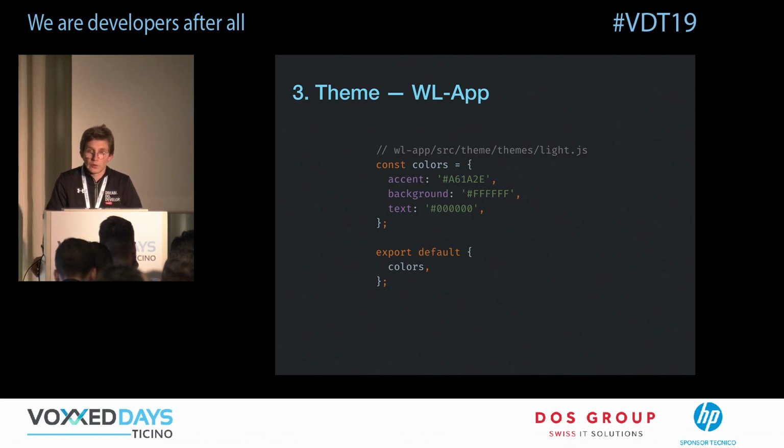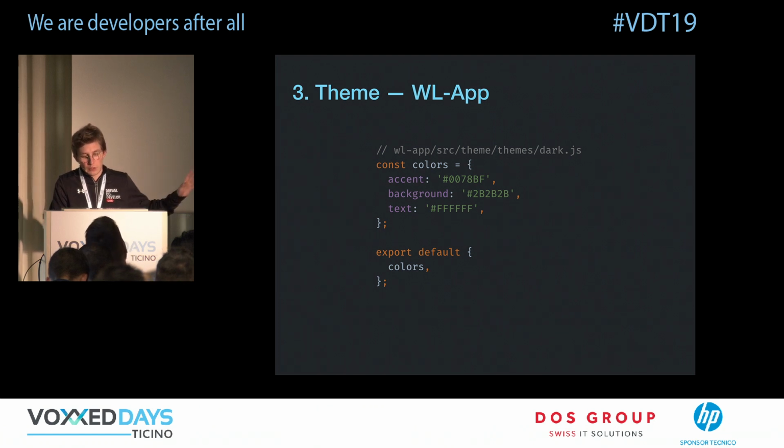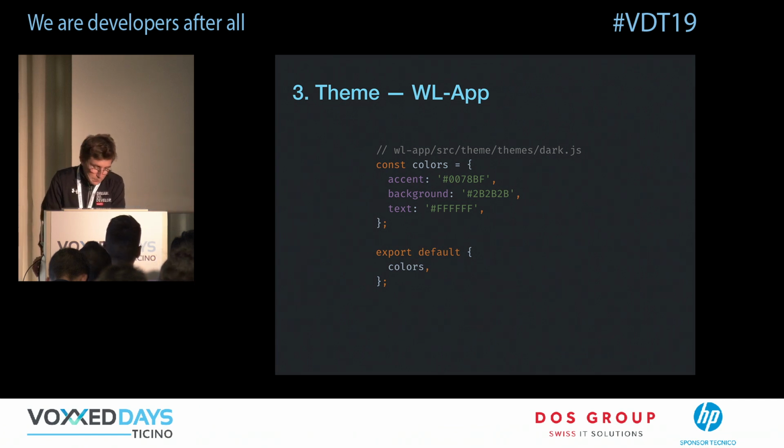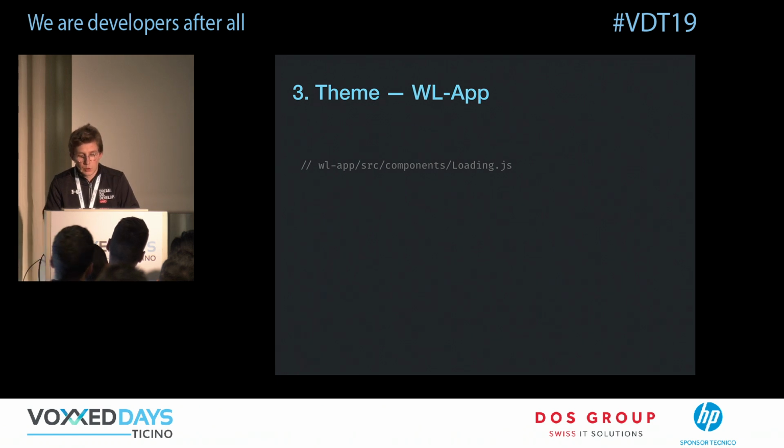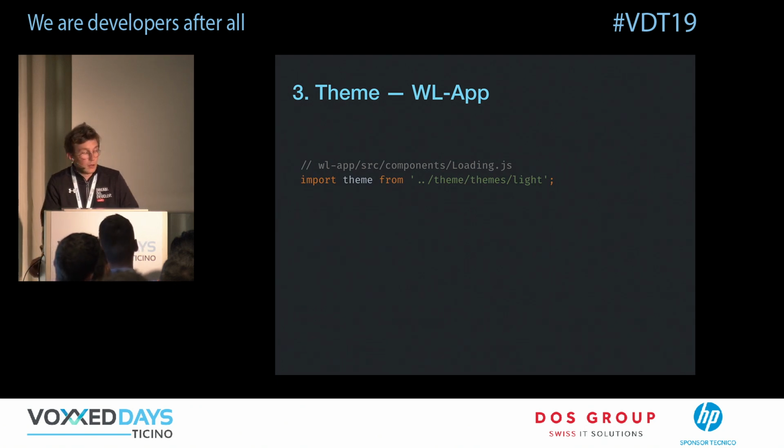You can also export font families, whatever you need to customize your application. And if we look instead at the dark theme, again, the structure is exactly the same, but we export different colors. So now the background will be dark and the text will be light white. And we are going to use it like this. So we define a loading component, which will be just a page with a spinner in it. And the first thing we do is import the theme from our light file. So our light theme we are going to import.